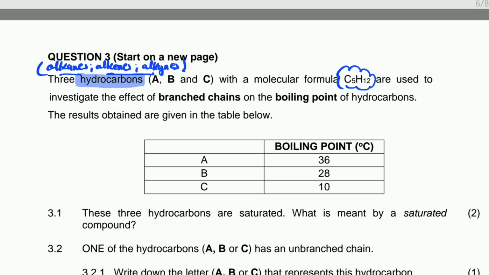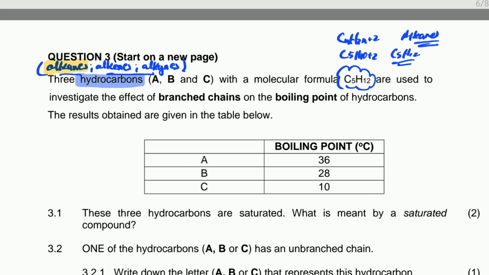So all of them are from the same homologous series. Now, what is this? Let's try the alkane first. The general formula is CnH2n+2. Let's see if this one fits. C5, H: 2 times 5 is 10, plus 2 is 12. C5H12. So all of them are going to be alkanes. That is important to know here. We are dealing with alkanes in this question. So all of them are alkanes, guys, and that is an important thing.